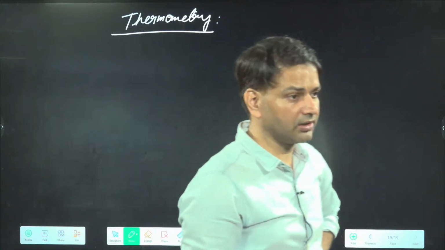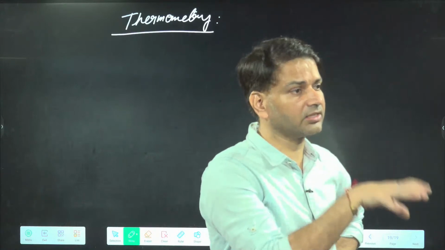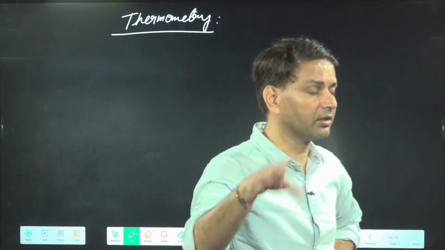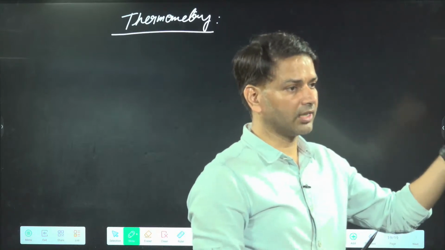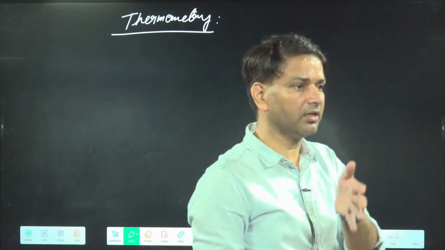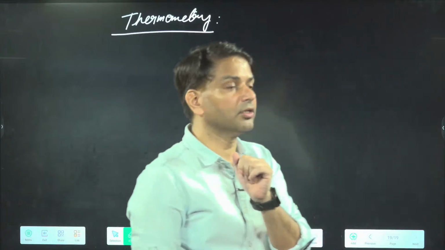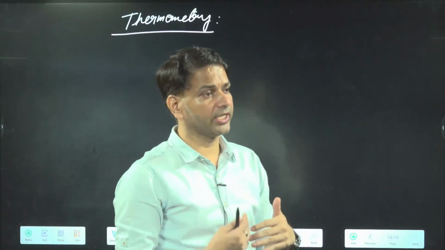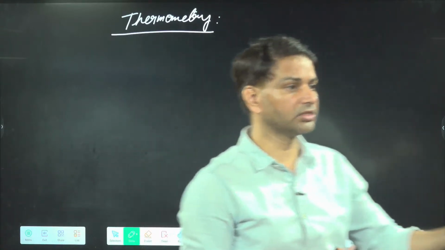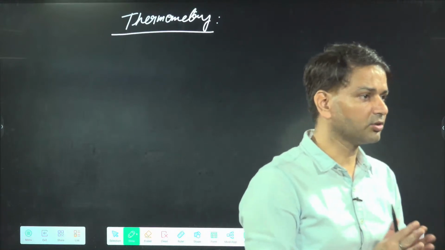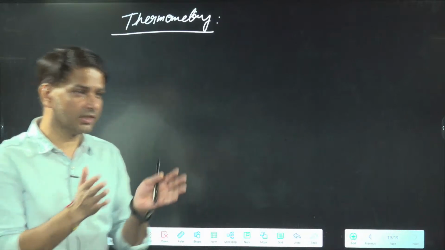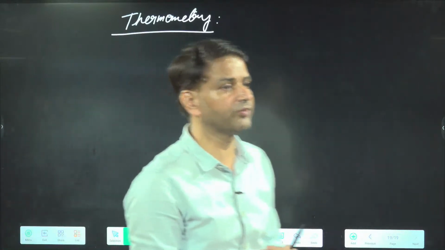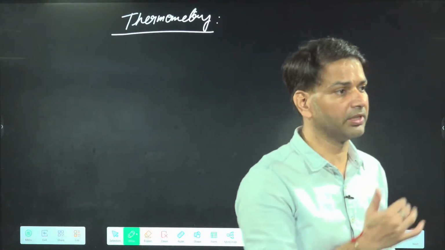Resistance of the conductor. Conductor resistance increases with an increase in temperature. That you will learn in current electricity. Resistance of the conductor increases with an increase in temperature. So the resistance of the conductor we can also take as a thermometric property to construct thermometers. Understood or not? So different properties are there that change with temperature. Those properties we can use as a thermometric property.